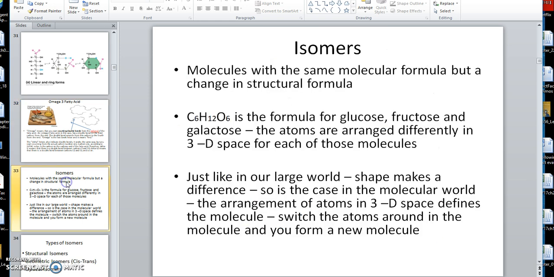Now, speaking of something else, there is something called an isomer. Always remember in Latin, iso means same. So they're molecules with the same molecular formula, but a change in the structural formula. The same molecular formula, which is the one that has the proper numbers, but the arrangement in space.